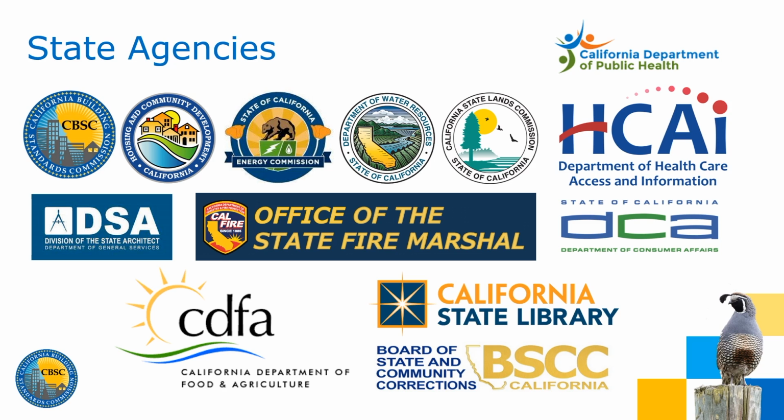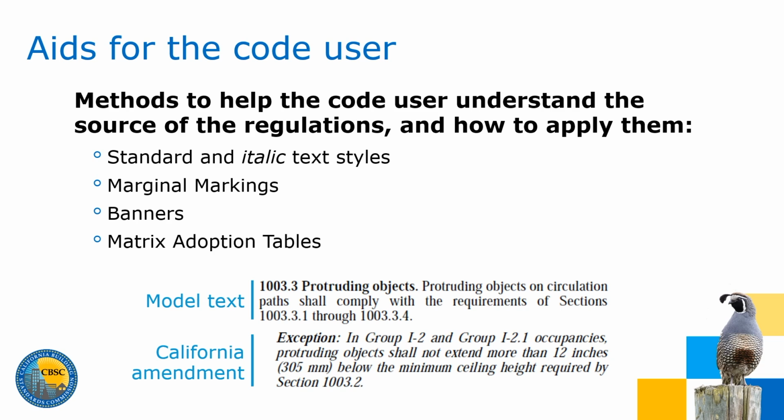Sections 1.2 through 1.14 in Chapter 1 of the California Building Code illustrate each state agency's scope of application within the part. There are sections in the other parts of Title 24 that are similar to these California Building Code sections. Because of the mixture of model and California-specific text within the codes, various methods are employed to help the code user understand the source of the regulations and how to apply them.